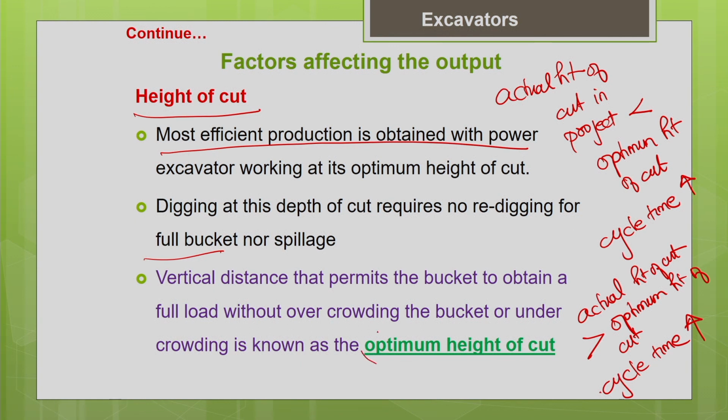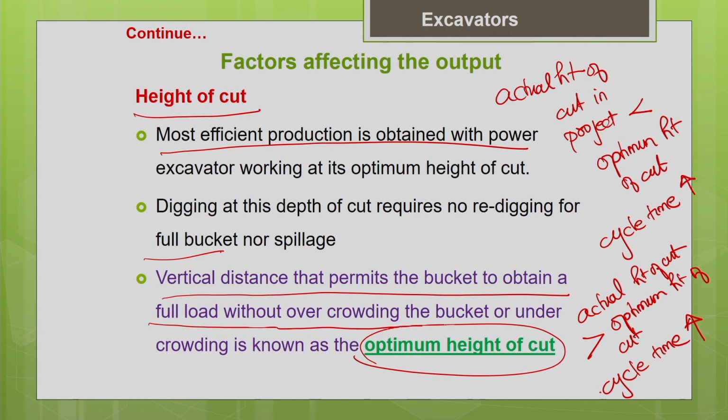So, basically what is this optimum height of cut? The vertical distance that permits the bucket to obtain a full load without overcrowding or undercrowding the bucket is known as the optimum height of cut. At this particular height of cut, I can fill the bucket in one sweep without either overcrowding or undercrowding it. That way I can get my optimum or maximum productivity.